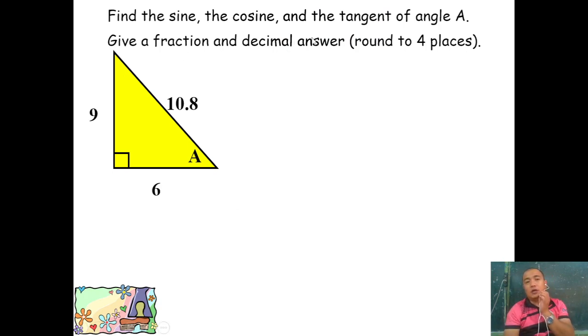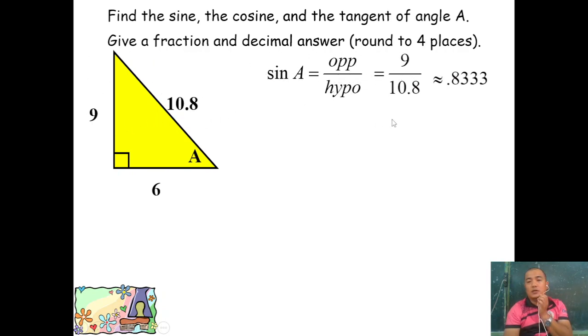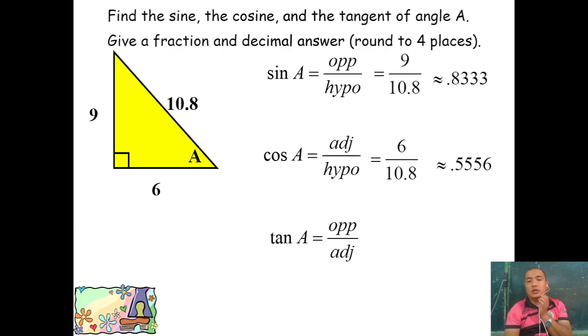Next, find the sine, the cosine, and the tangent of angle A. Give a fraction and decimal answer, rounded to 4 places. Sine A, SOH CAH TOA, opposite over hypotenuse, so 9 over 10.8. Using your calculator, 0.8333. Cosine A, adjacent over hypotenuse, so 6 divided by 10.8, which is 0.5556. Tangent A, opposite over adjacent, 9 over 6. That's 3/2 or 1.5.